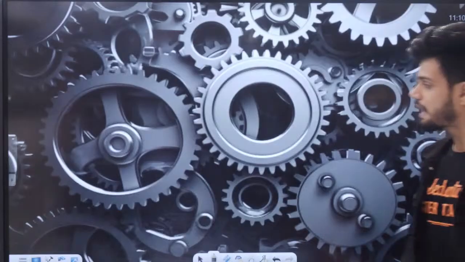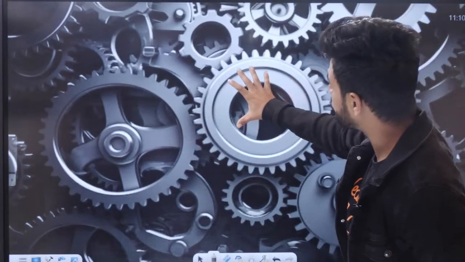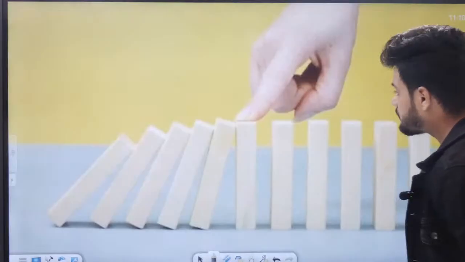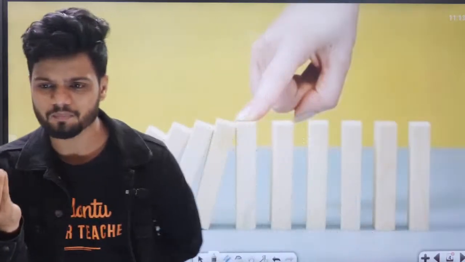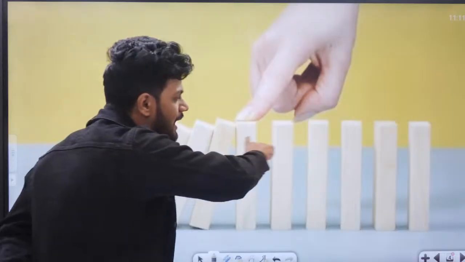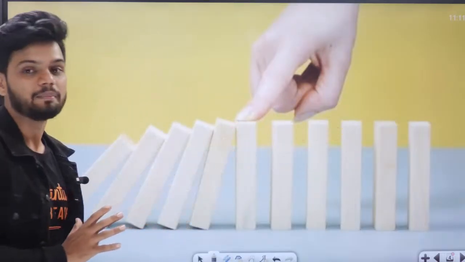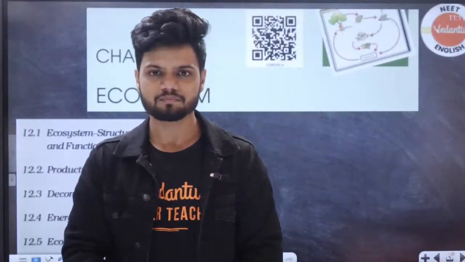Tell me, students, what will happen if I remove this component? What if I remove one? As soon as I remove one of the components, will there be a domino effect? Just because I removed one small insect, the entire ecosystem can completely be destroyed. That is the meaning of an ecosystem.